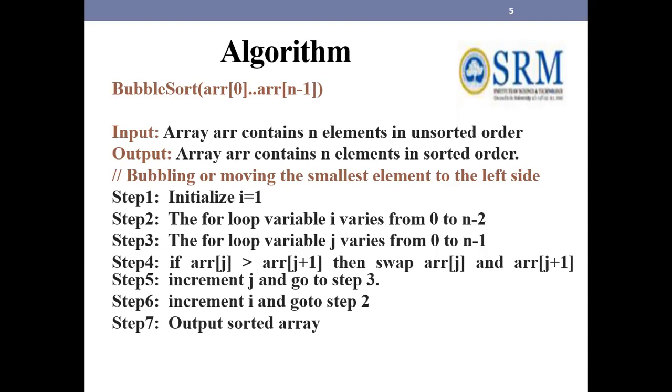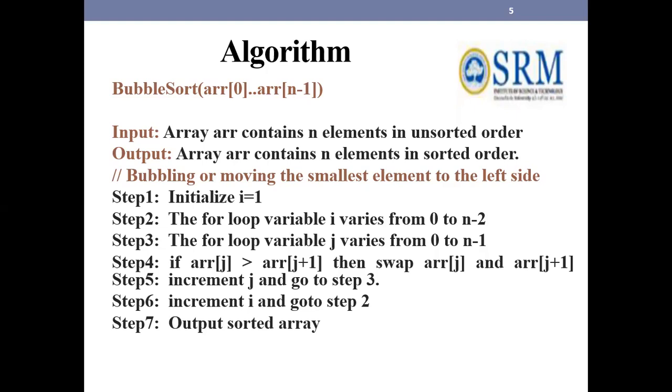Adjacent elements are compared. If the successor is lesser than the predecessor, swap the successor and predecessor, that is, swap j and j plus 1. Else increment the j value, that is, we go to the next location. So steps 3 to 5 make one iteration.